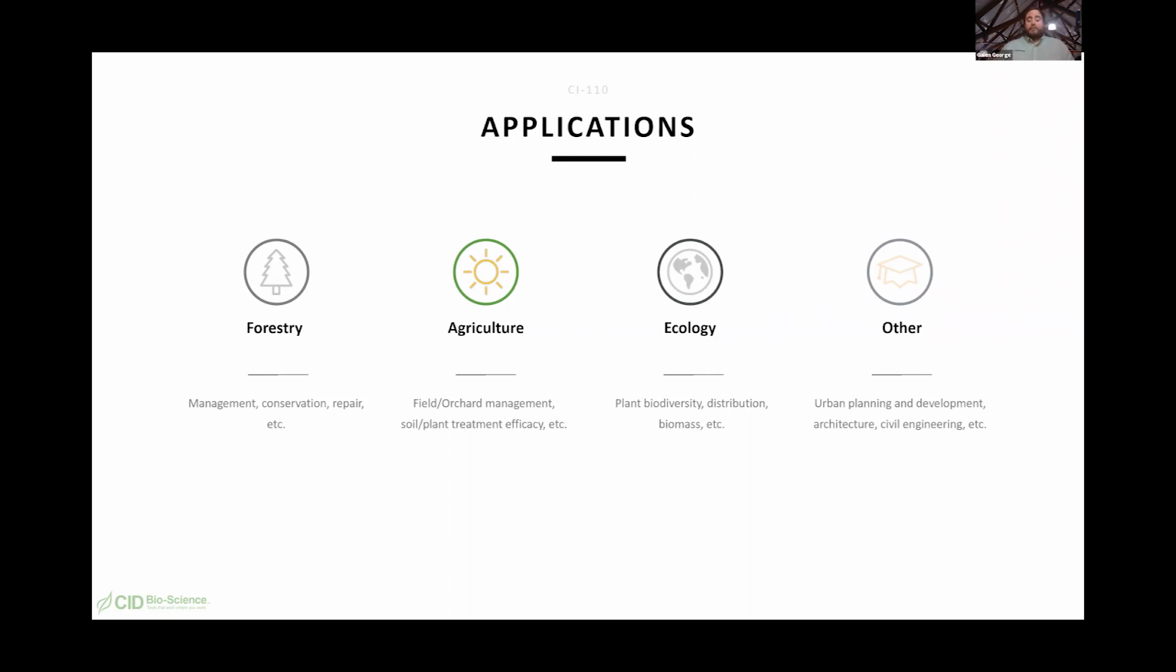But we also have people using it in agriculture. So using it for field and orchard management, or looking at various soil or plant treatments and their efficacy. And then also people using it to investigate things like plant biodiversity and distribution, looking at biomass production. And then we even have users that are using it for some pretty non-conventional uses, like urban planning and development, or architecture, civil engineering applications.